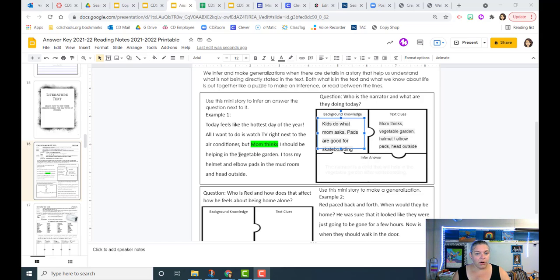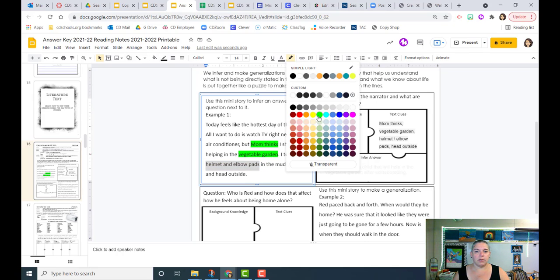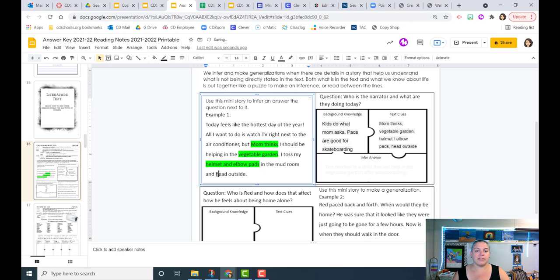And then I also have the part about the vegetable garden, which gives me what Mom is asking for help for. But then to figure out what they were doing today, I also have this part about the helmet and elbow pads and head outside, because this child is definitely listening to his mom.